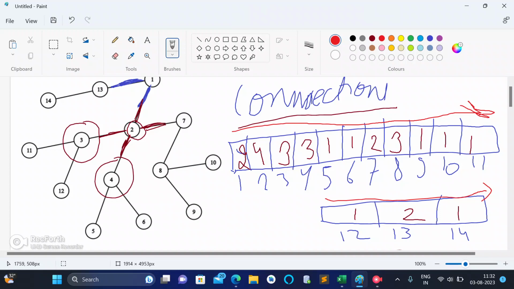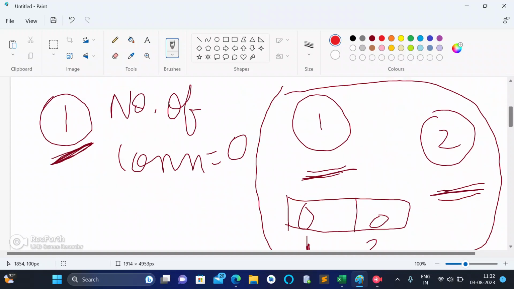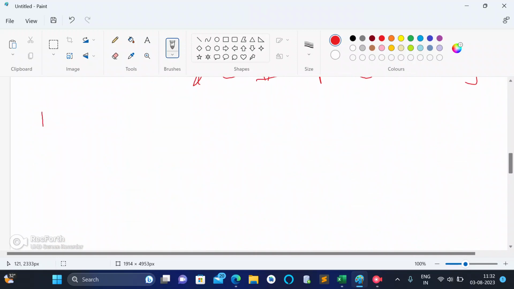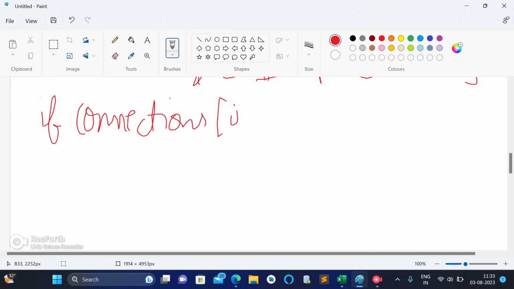So when we are traversing the connections array for the first time and we find that 0 is present, this means the answer should be equal to 1. So our case is, while we are traversing the connections array for the first time, if connections of i is equal to 0, or actually instead of connections of i I can also write connections of 0 is equal to 0.